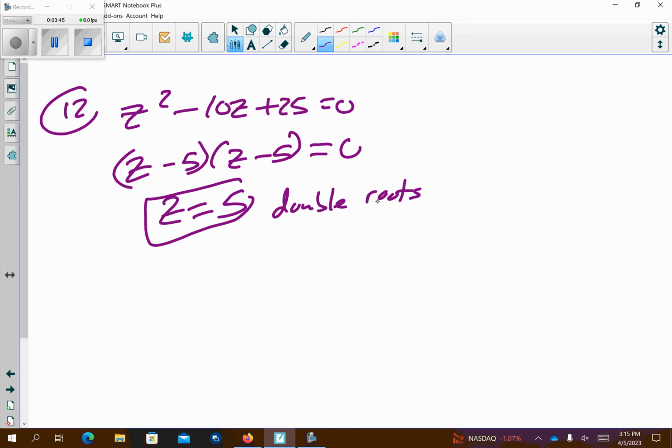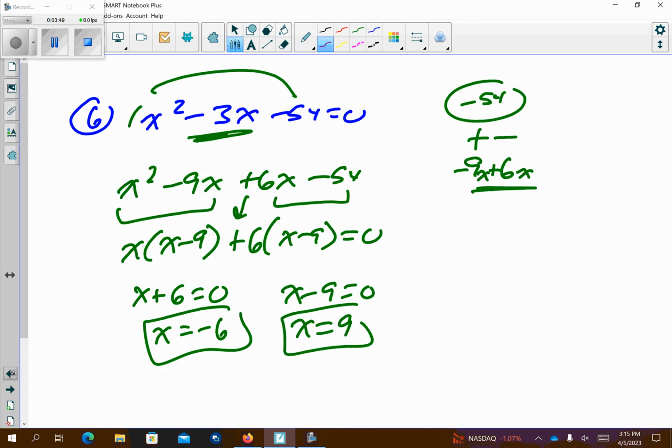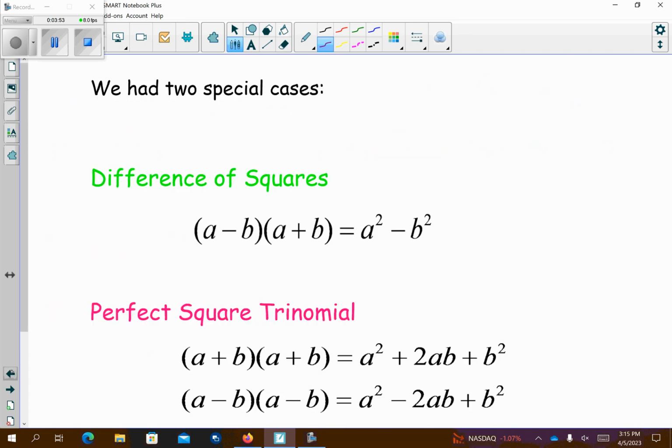And the rest of the problems you should be fine with. So let's go ahead and go on to page 153. Let's see if I can find which page it is. Okay, so there were special cases. Remember, difference of two squares. Difference of two squares are ones like this.